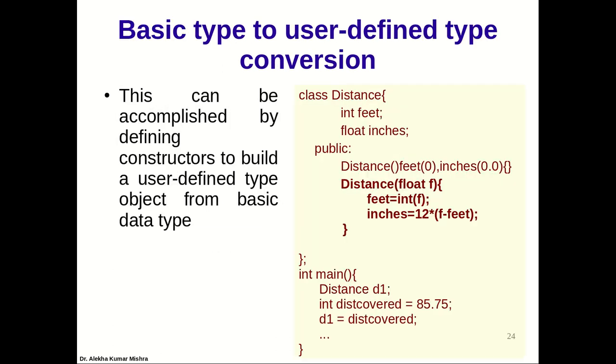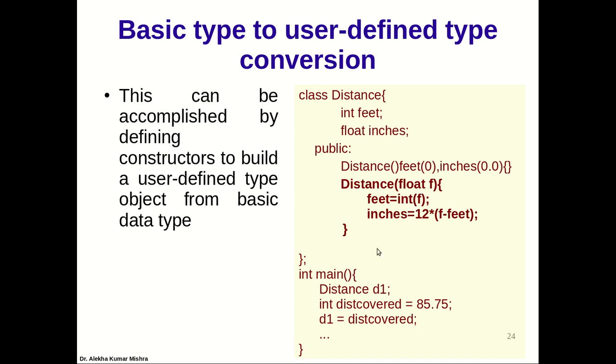Let's see that. First is basic type to user-defined type. It can easily be achieved by defining a constructor. We already know that this can be taken care of inside a constructor. We have shown an example: suppose from float we have to convert to distance. We can define a constructor. Whenever it is initialized, we pass the float value, and automatically this will be converted into the feet and inches value.